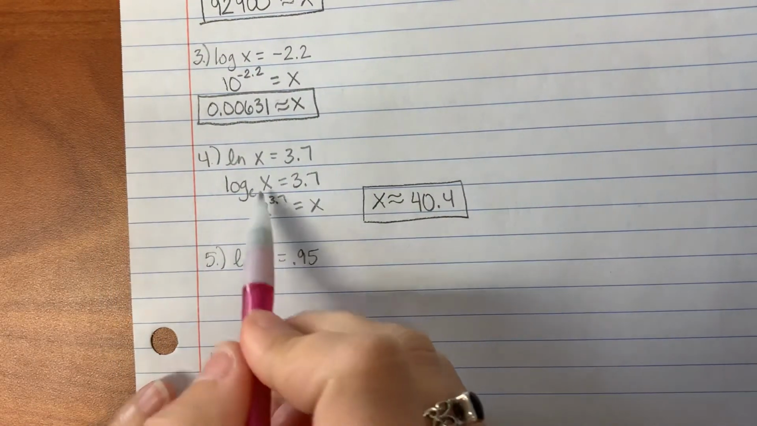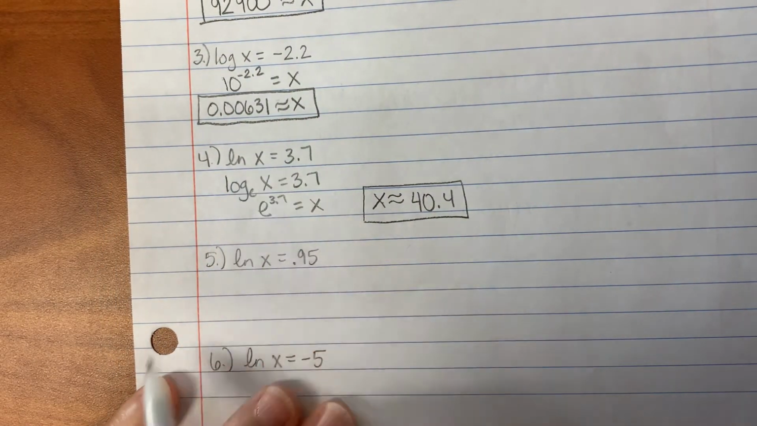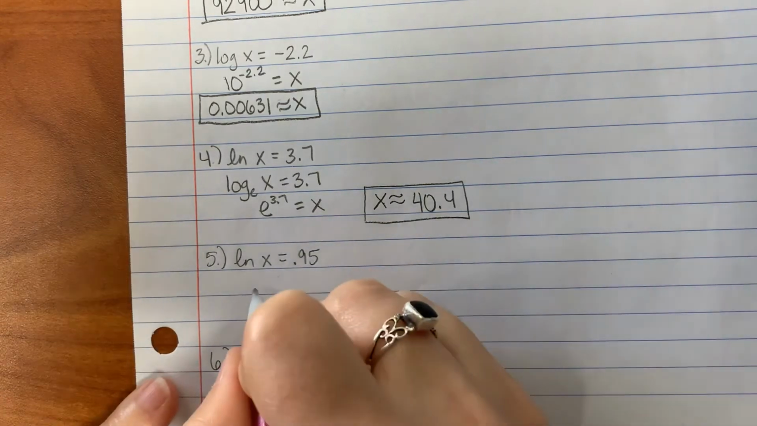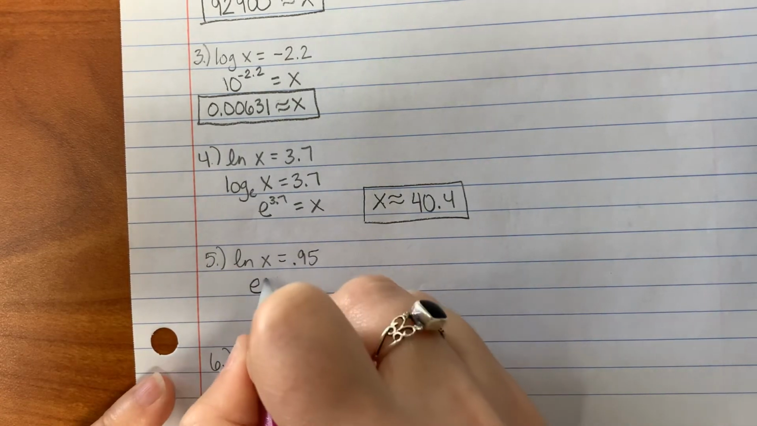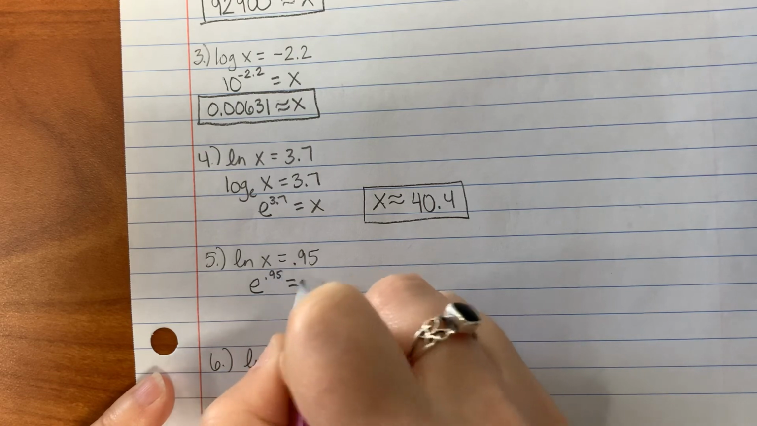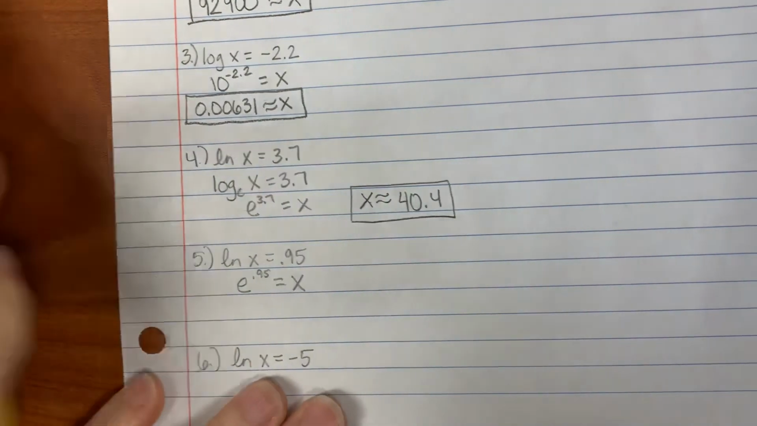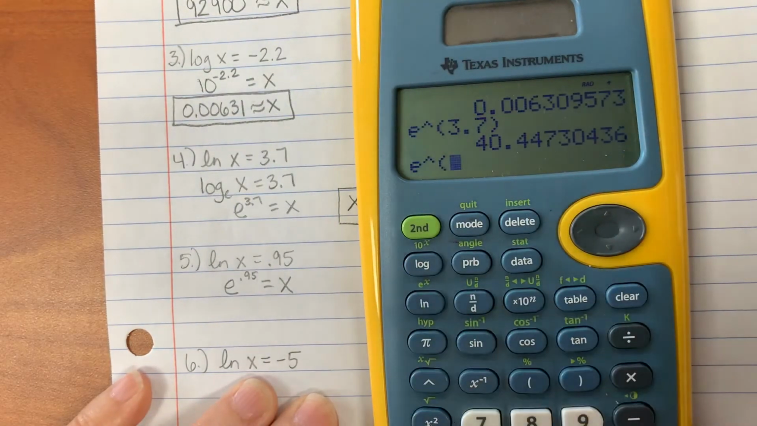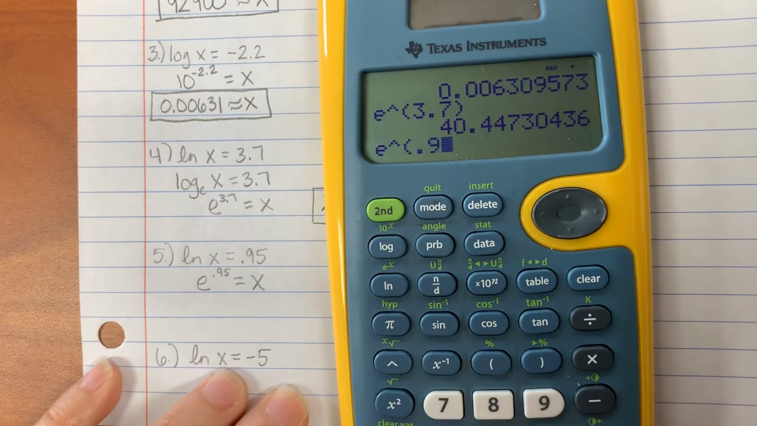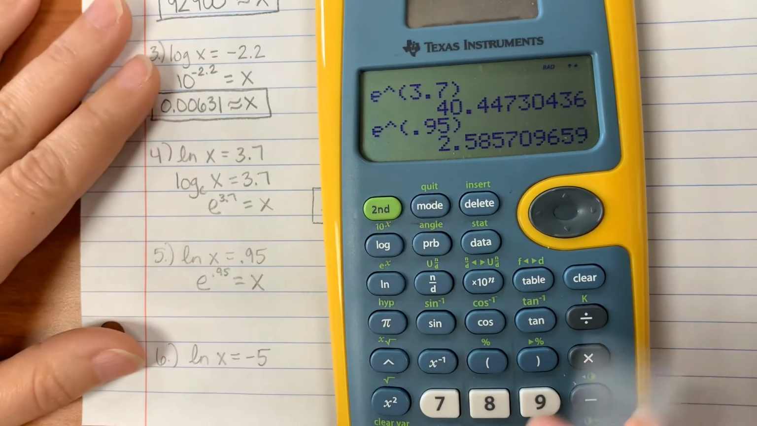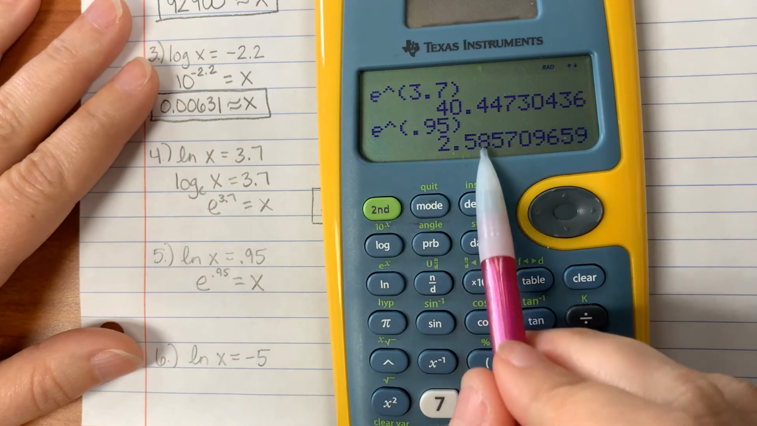All right, so this one, I'm just going to take a shortcut and say if it's a natural log of x, I can just solve it by saying this is e to this exponent, 0.95. All right, so I'm going to do again e to the 0.95. That one gives me about 2.59.